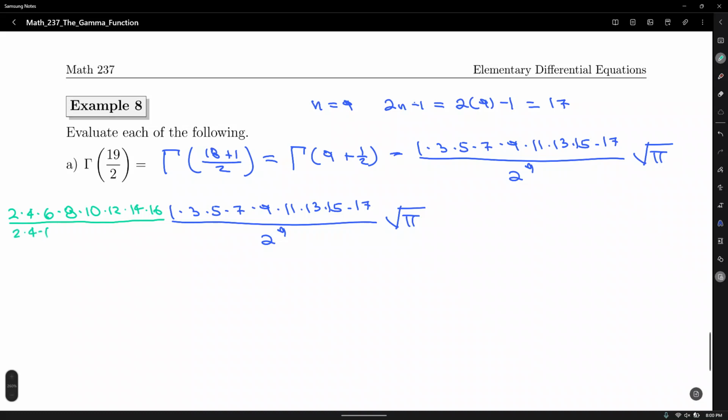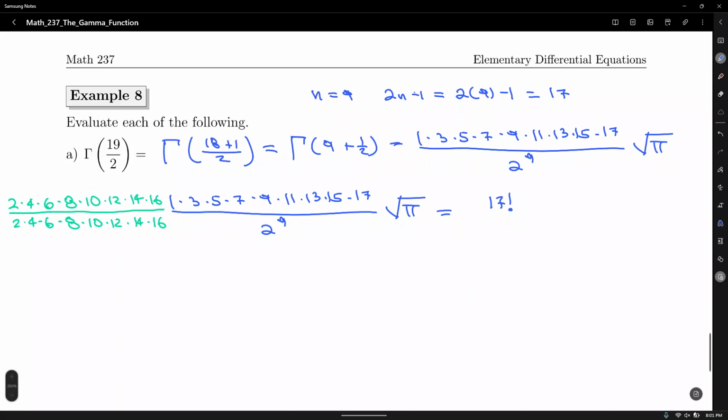2 times 4 times 6 times 8 times 10 times 12 times 14 times 16. Okay, so if we group all this, what do we have? 1 times 2 times 3 times 4 times 5 times 6 times 7 times etc., all the way to 17. So this will be equal to 17 factorial in the numerator. Okay, what about the denominator?